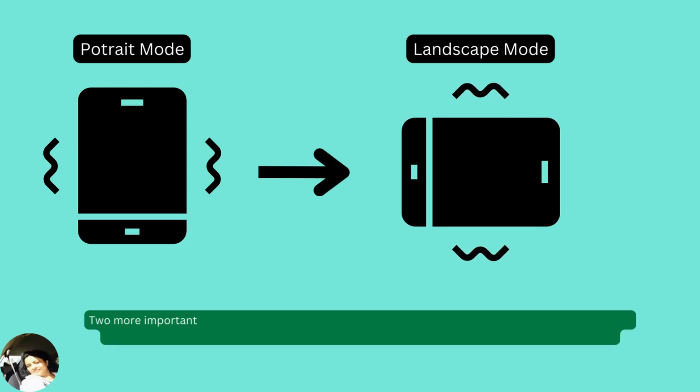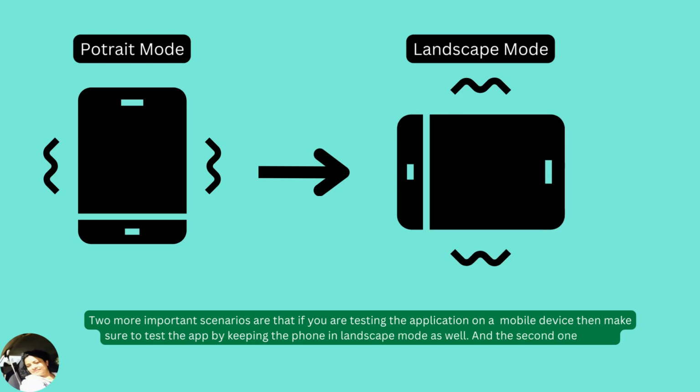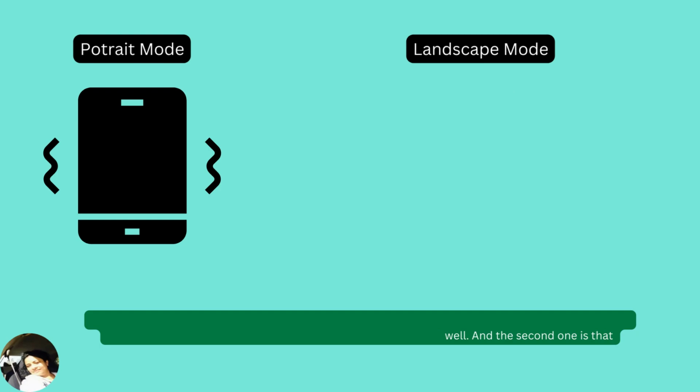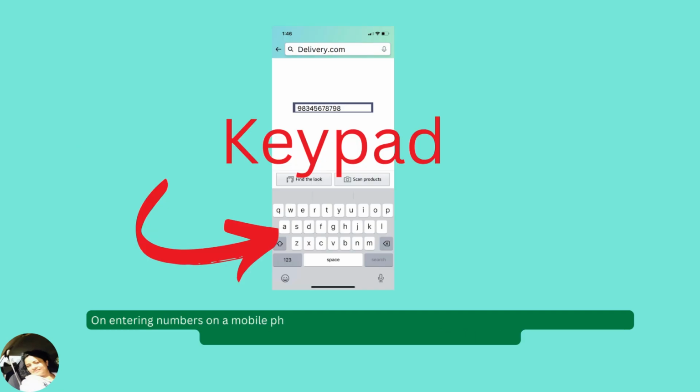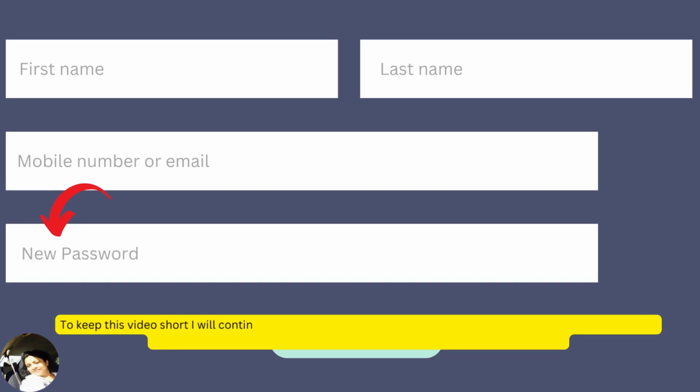Two more important scenarios are that if you are testing the application on a mobile device, then make sure to test the app by keeping the phone in landscape mode as well. And the second one is that on entering numbers on a mobile phone, the keypad must appear because for any delivery app, mobile number is the only option for signing up. Hence, it is important. To keep this video short, I will continue with the next field, which is the password field, in my next video.